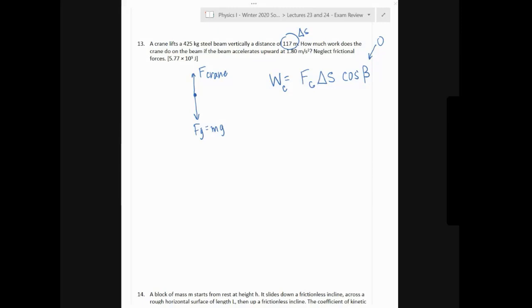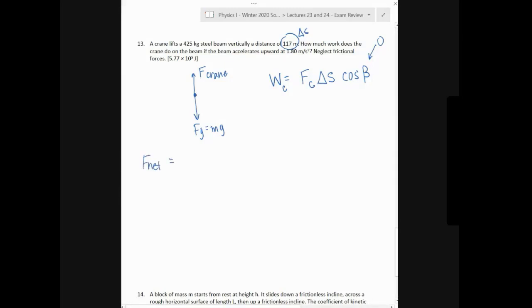So we have a free body diagram, and the question tells us that the beam accelerates upwards at 1.8 meters per second squared. How are we using this information to get the force of the crane? How does a free body diagram help us figure out our acceleration? What's the equation that relates free body diagrams with acceleration? F net. Yeah, good.